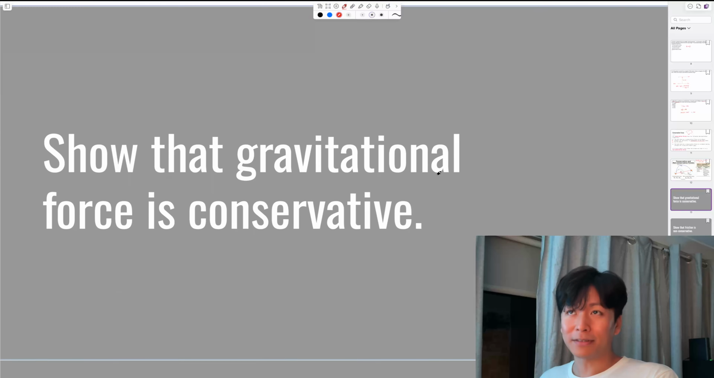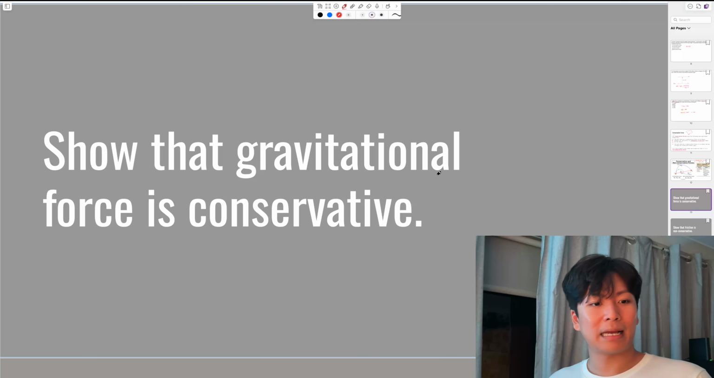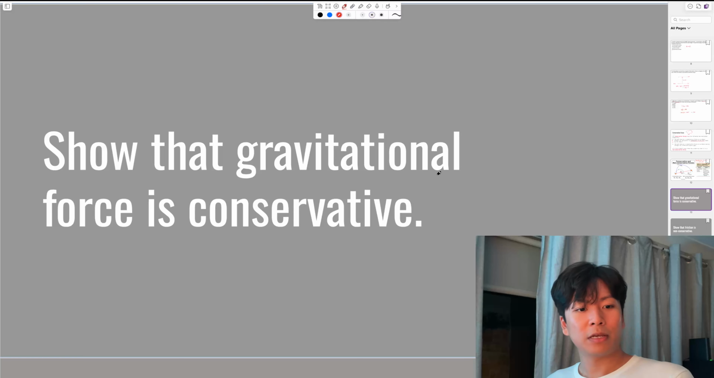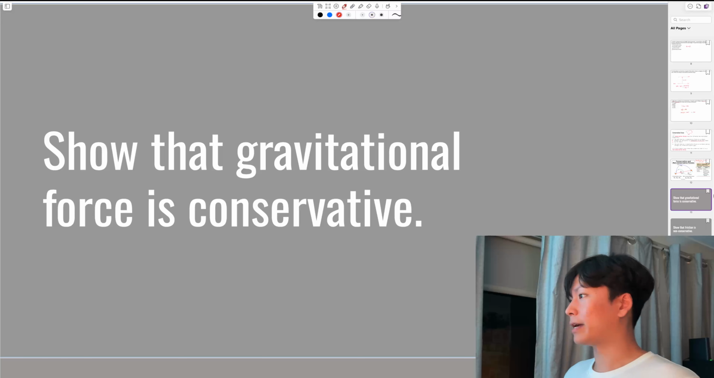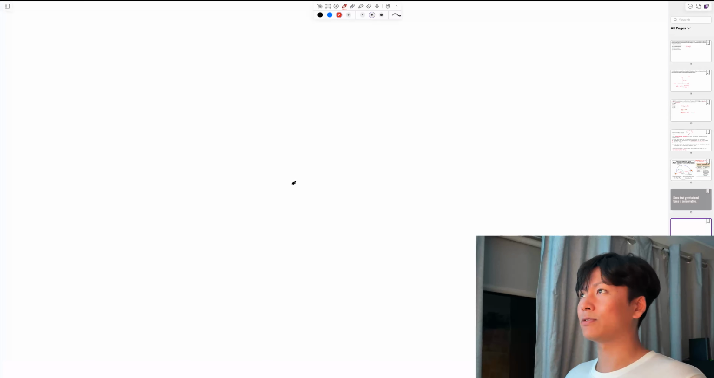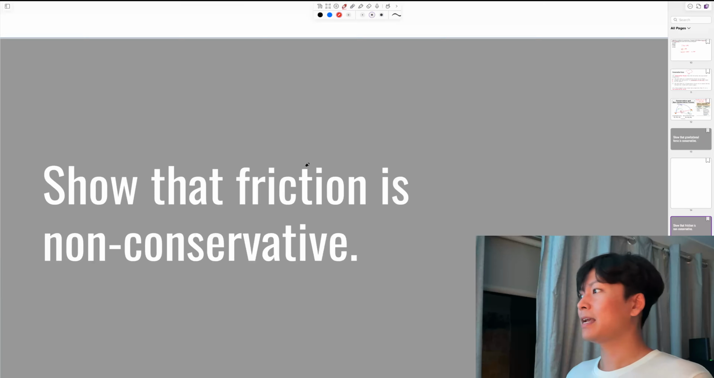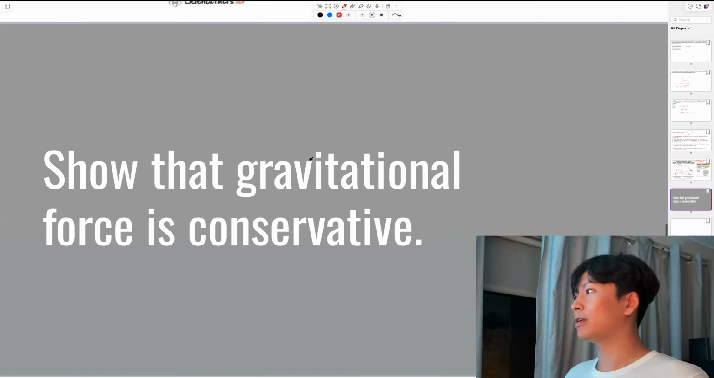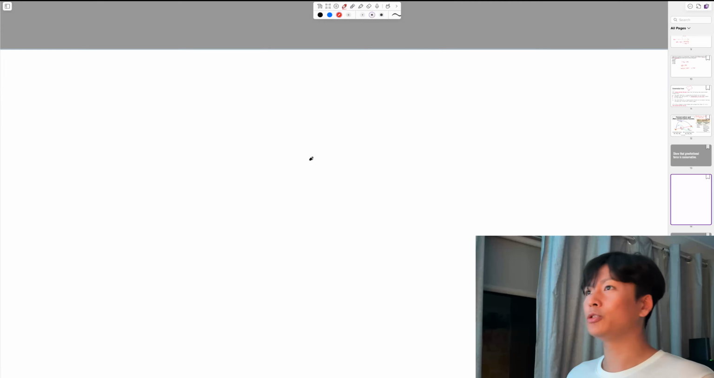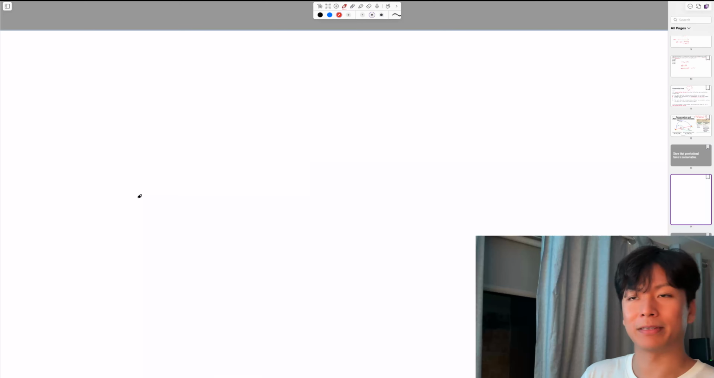Okay, so I'm now going to show you that gravitational force is a conservative force. Let's try it out. I'm going to add a page just so we have an extra working space. To show that gravitational force is conservative, I'm going to do the loop method, because I think the loop method is more fun.